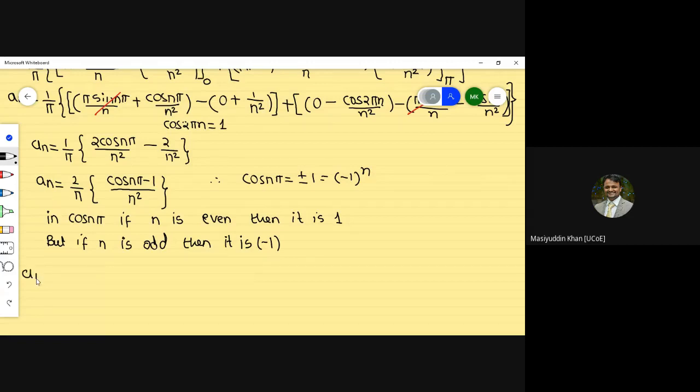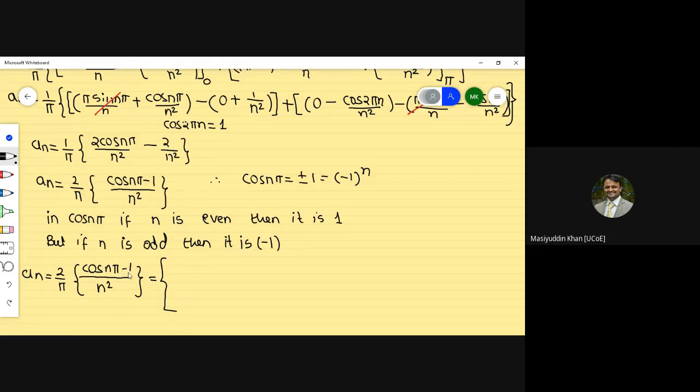So what will we get? a_n is equal to 2 by pi, (cos of n pi minus 1) upon n square. It will give two values here. Why two values? You can just observe while putting plus 1 here.